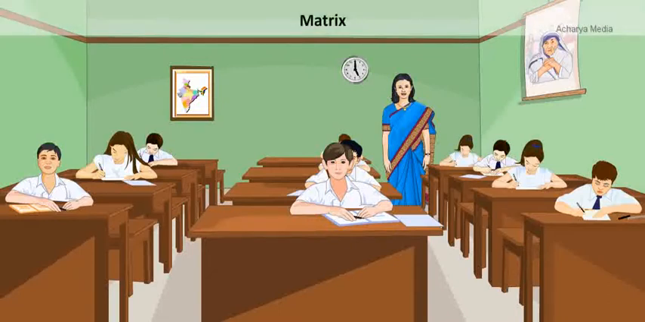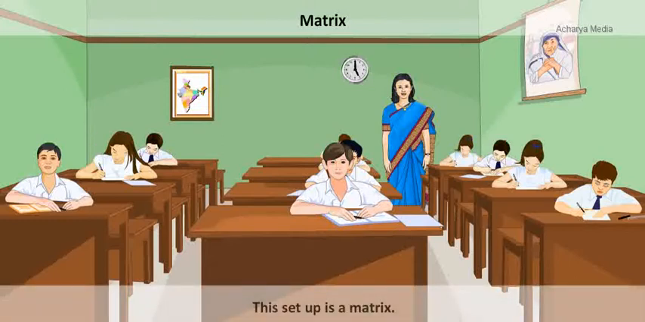Matrix. Here, you can see a classroom where students are seated row-wise as well as column-wise. Can you guess how you can relate this to any mathematical concept? Well done, your guess is right. This setup is nothing but a matrix.